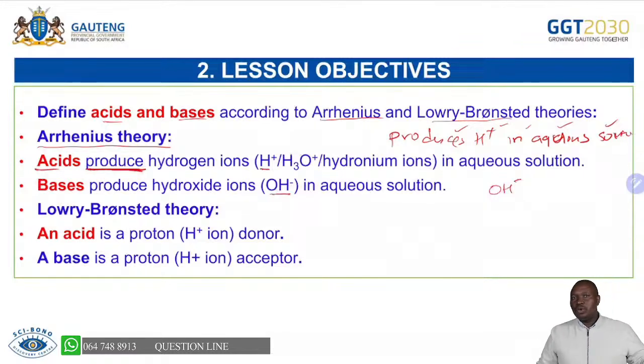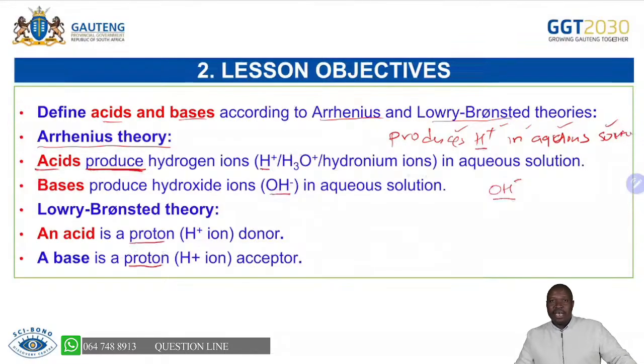However, if you want to write the hydrogen ion in full, you can write it as hydrogen ion, or you can write hydronium ion H3O+, or you can write hydronium ion in full. Any of those, you will get your 2 marks. So acids you define according to what they produce: an acid produces hydrogen ion in aqueous solution, a base produces hydroxide ion in aqueous solution. Now, according to Lowry, an acid is a proton donor and a base is a proton acceptor.